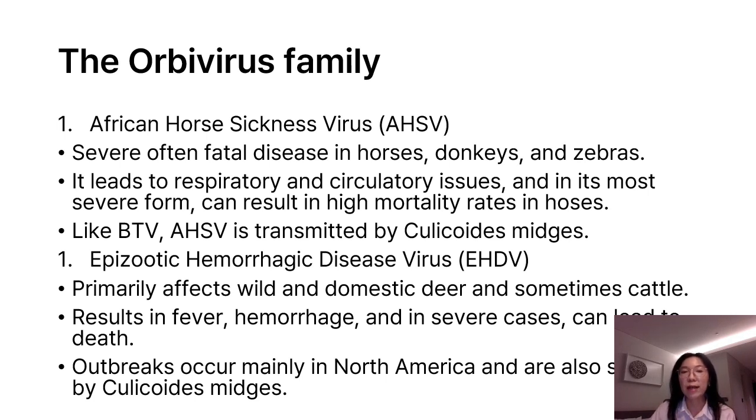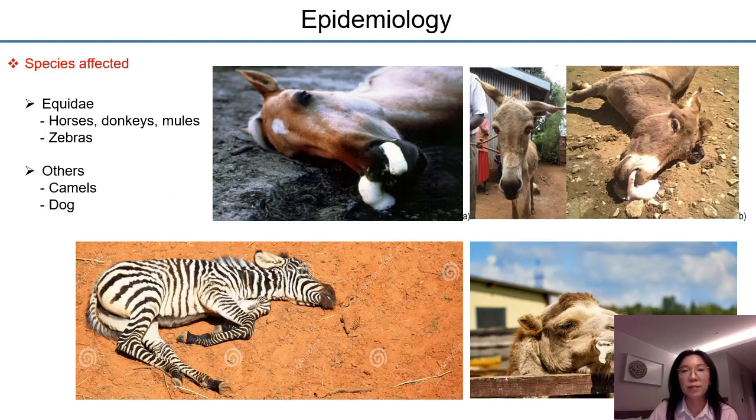And epizootic hemorrhagic disease virus primarily affects wild and domestic deer and sometimes cattle. It results in fever, hemorrhage, and in severe cases can lead to death. Outbreaks occur mainly in North America, and it is also transmitted by culicoid midges.